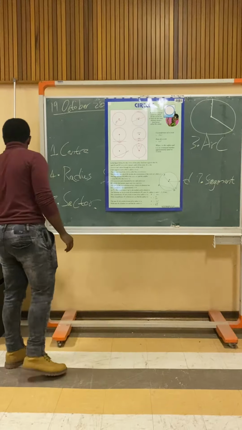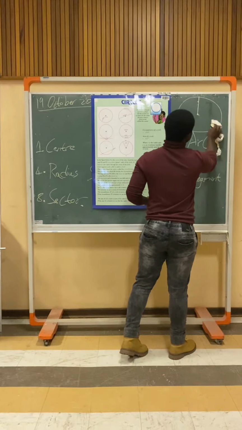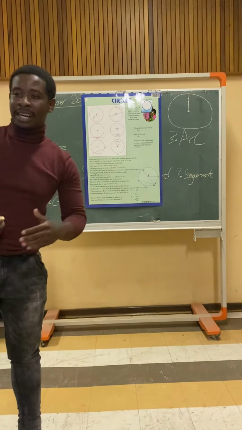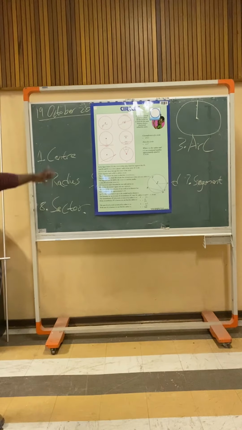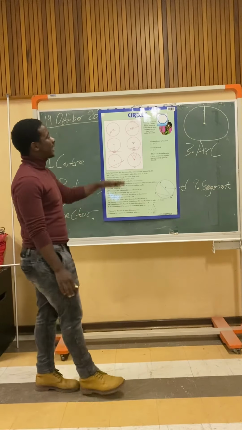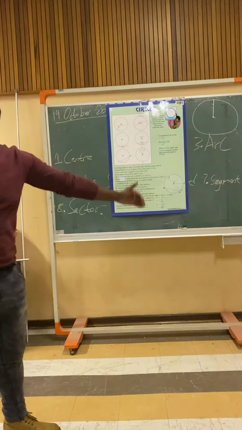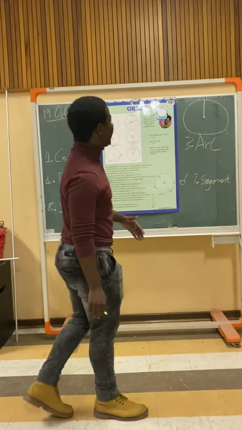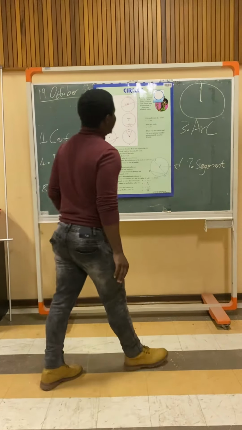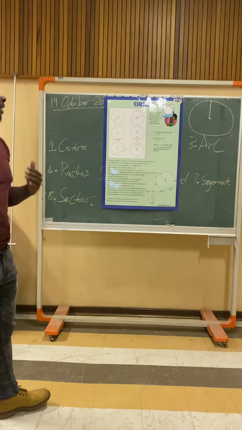We have what we call a diameter. Now, what is a diameter? A diameter of a circle is the distance from one point of the circumference, going through the center, then going to another point of the circumference. Yes.